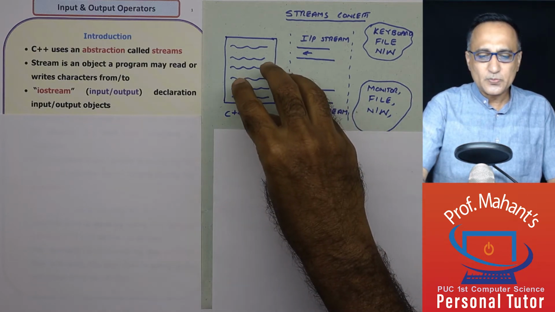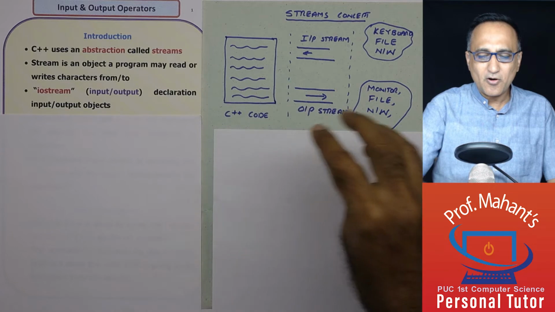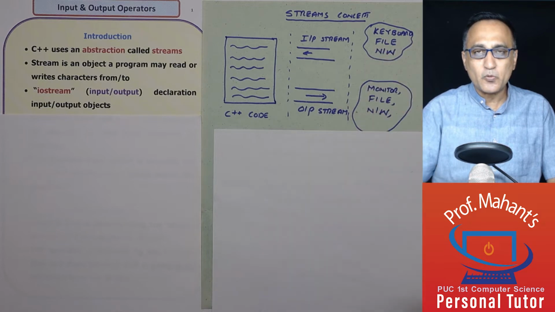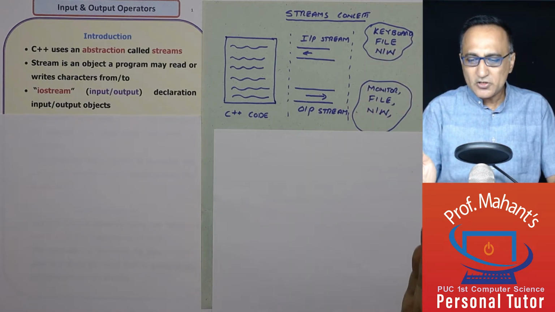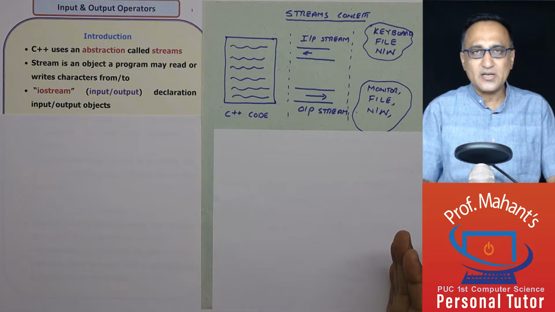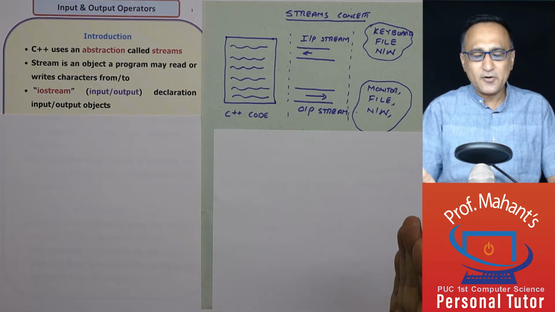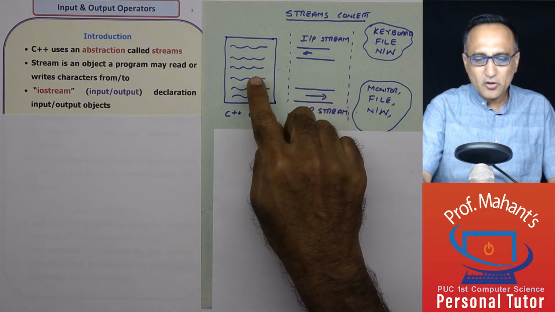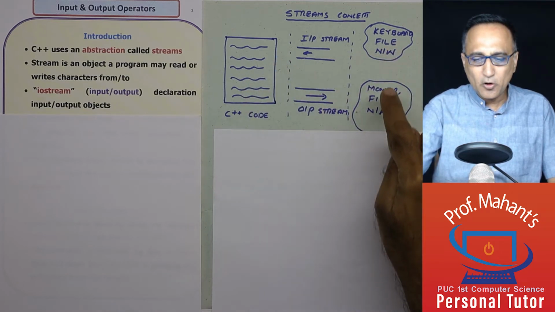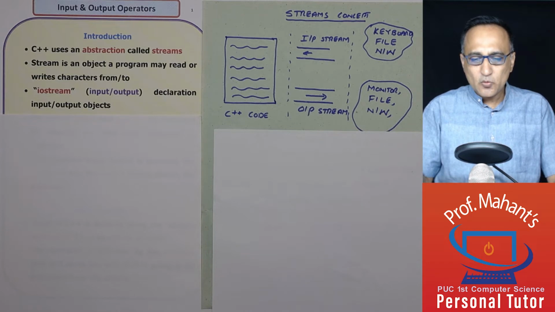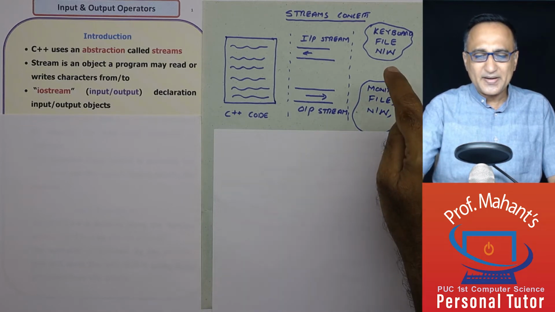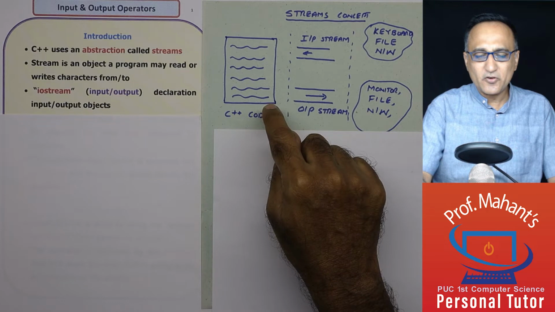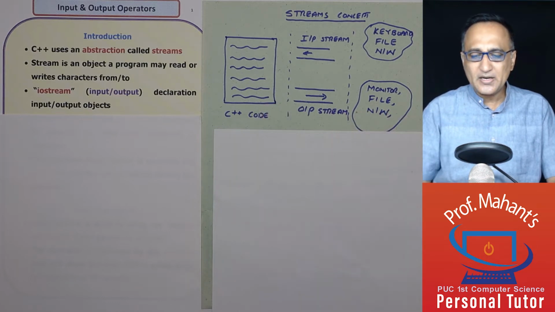Now your C++ program should not get into the headache of dealing with the complexity of talking to all these different input and output devices. Therefore, a concept called streams is introduced. There are two types of stream. For now, you can think of a stream as an interface between your C++ code and the input or output devices. So what an input stream does is provide one character at a time to your program. An output stream supplies one character at a time from a program to the output device.